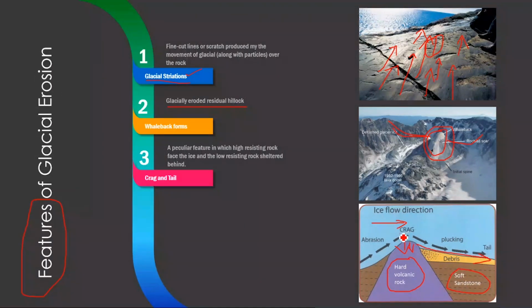So this portion which is resisting rock, we call it as a crag portion, and the backside or the downward side of the crag, which is preserving or saving some amount of soft rocks, we call it as a tail portion. So crag and tails are indicated by the erosion process of a glacier. And then we have a glacial valley.